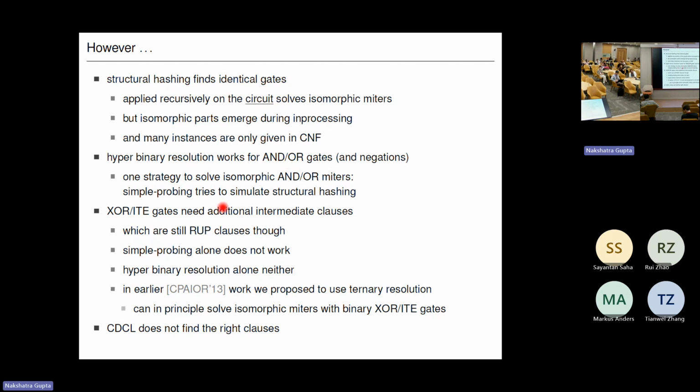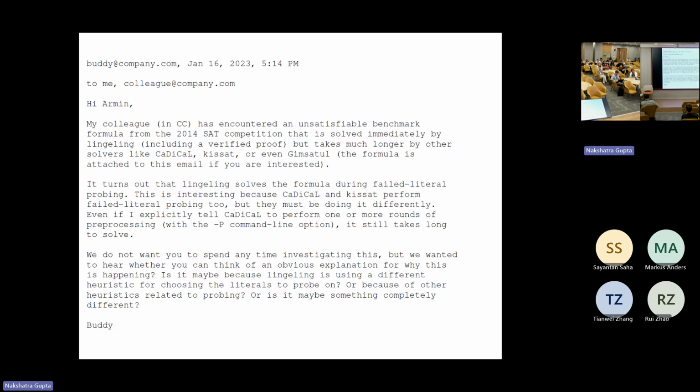However, for the XOR and if-then-else case, this doesn't work. We'll come back to this later. So the first contribution of this paper, which was in an old solver of mine called Lingeling, is the simple probing, which partially solves that, but not for XOR and if-then-else gates. And last but not least, you can also read in this old paper that CDCL surprisingly doesn't work for these miters.